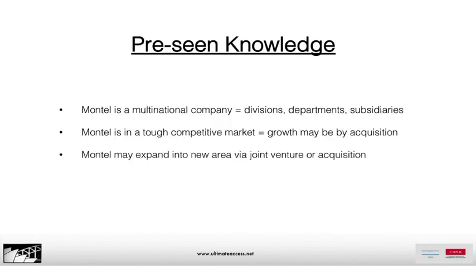So why did we choose this topic? In the pre-seen, a lot has been spoken about Montel being a multinational company. This would mean that Montel likely has many divisions, departments, as well as subsidiaries that are included in its group structure. Montel is also in a tough competitive market, which means that growth may happen through acquisitions of a new company. And this would mean that they would acquire a new company to be their subsidiary. Montel may expand into a new area, and it could go into a joint venture with another company or acquire a company in that new area.